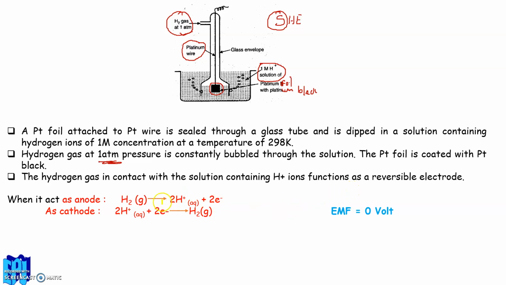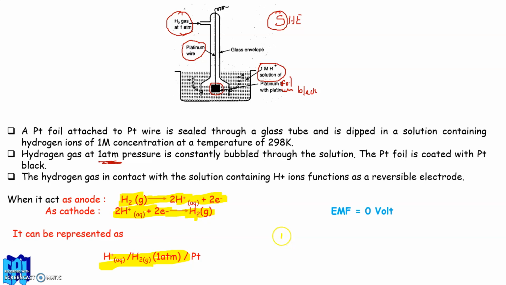If it acts as an anode, the reaction will be H2 gives 2H plus and 2 electrons. We know that the anode is the oxidation reaction; here the electrons are released. At the cathode, the reaction is reversed, that is, 2H plus and 2 electrons give H2. And my main important point is that its EMF value is equal to 0. This is a gas ion electrode, so the cell representation can be written like this: H plus bar H2 bar Pt. What is the general format of a gas ion electrode?